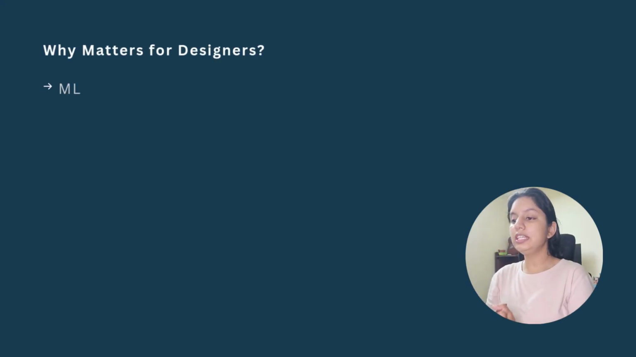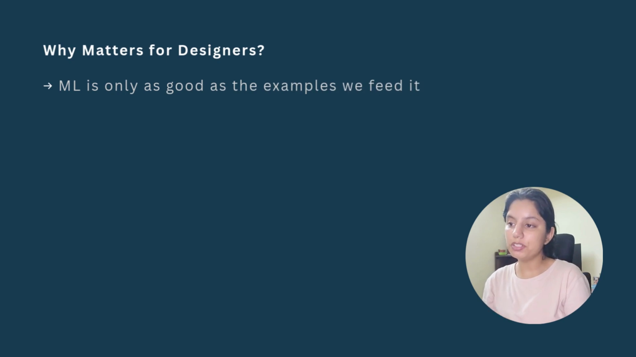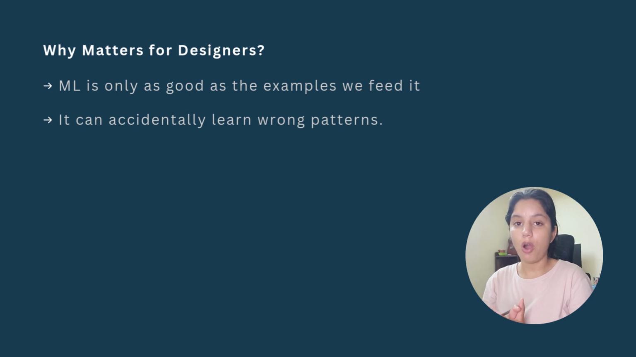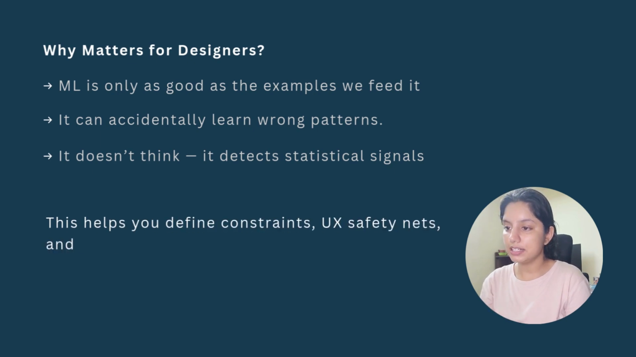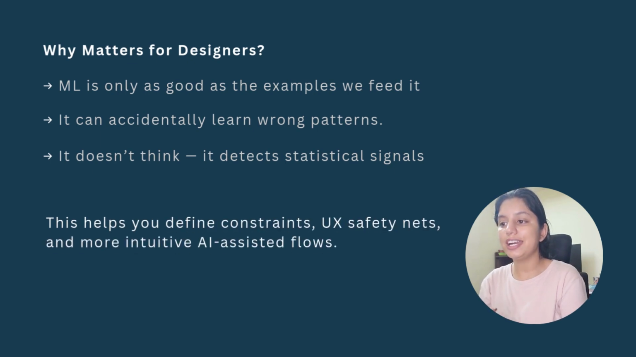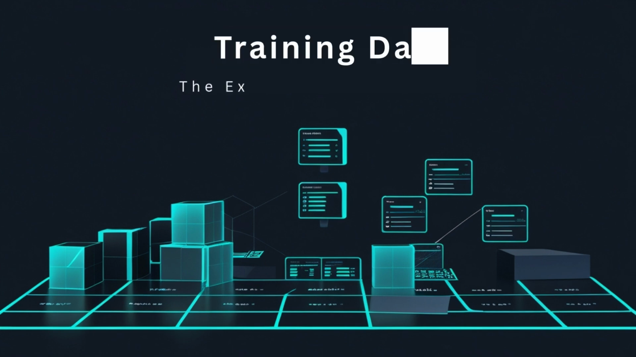This matters for designers because ML is only as good as the examples we feed it. It can accidentally learn wrong patterns. It doesn't think, it detects statistical signals. This helps you define constraints, UX safety nets, and more intuitive AI-assisted flows.